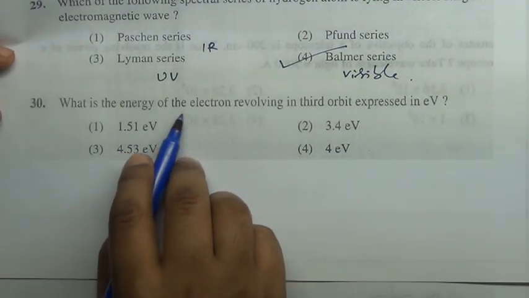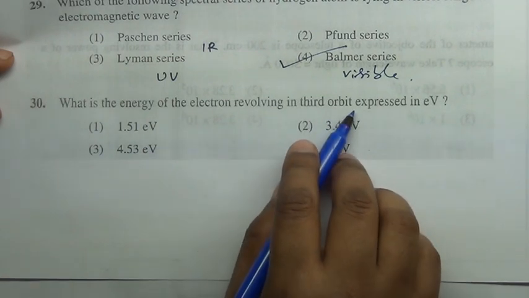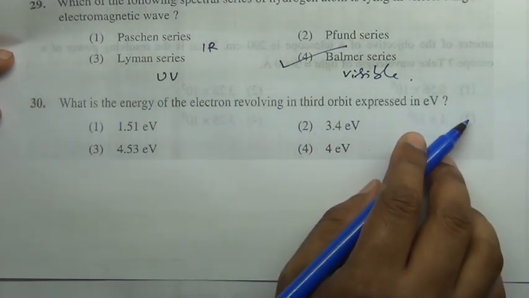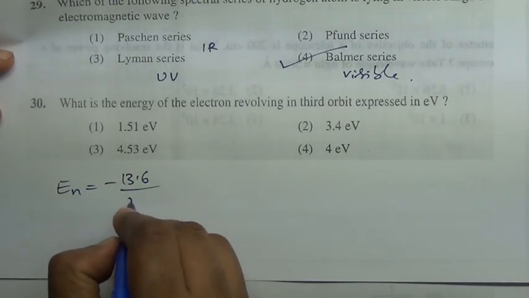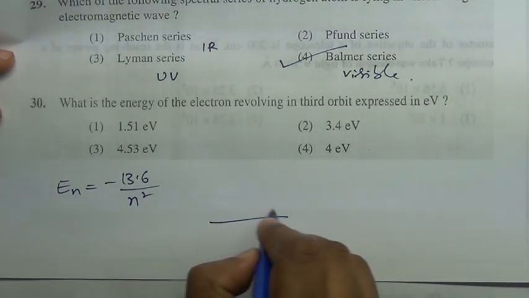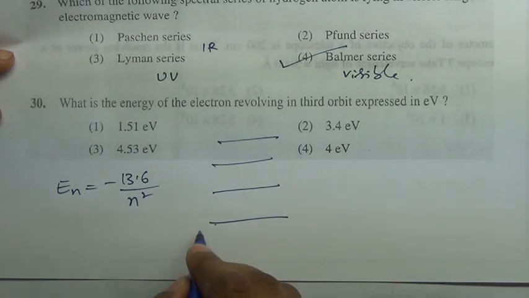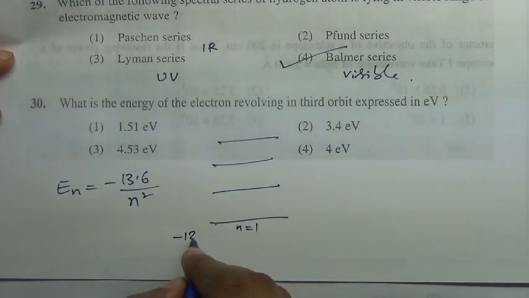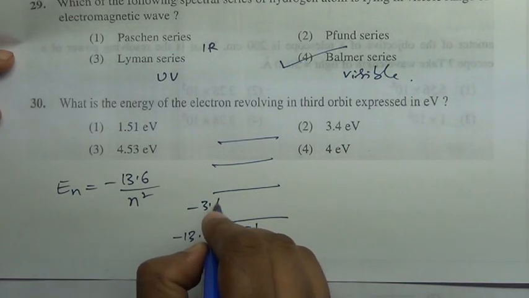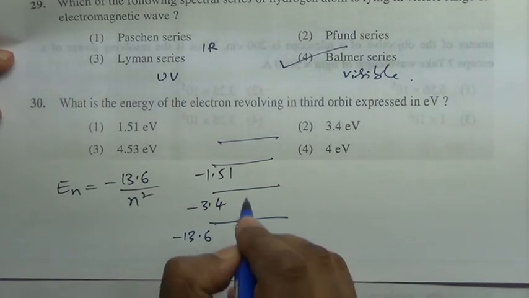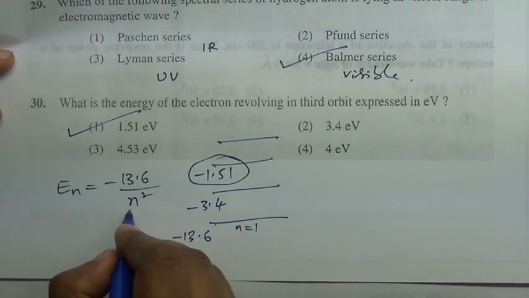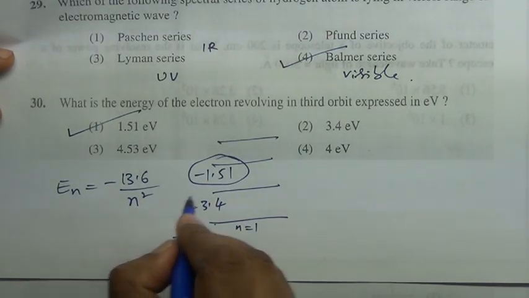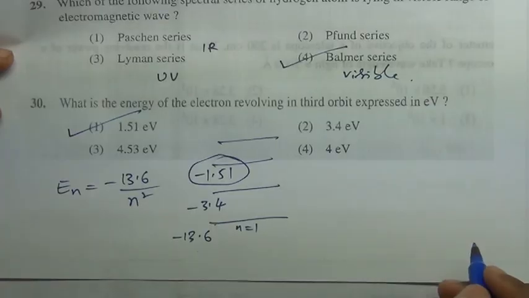What is the energy of the electron revolving in third orbit expressed in eV? Energy is given by minus 13.6 by n square. So these are the energy level diagram. Ground state n equal to 1, minus 13.6, then minus 3.4, minus 1.51. Or substitute n equal to 3, you will get minus 1.51.